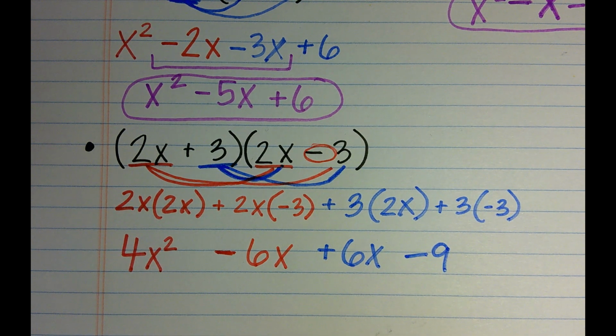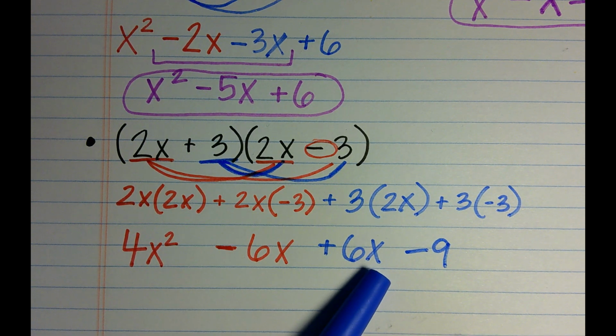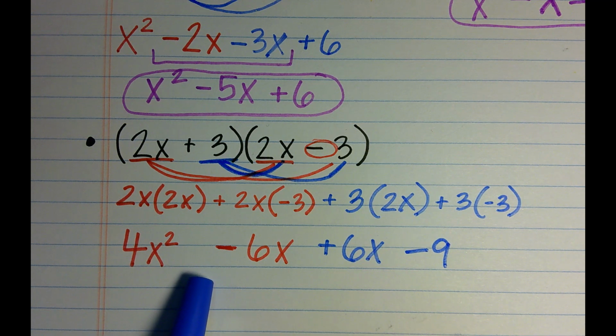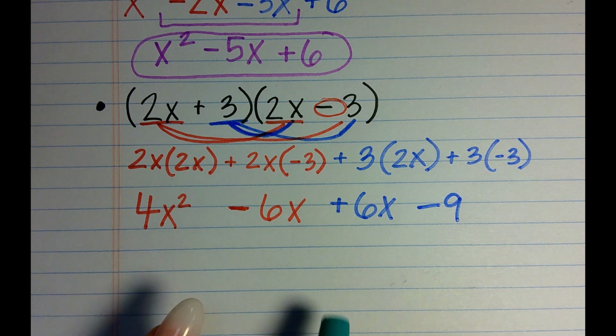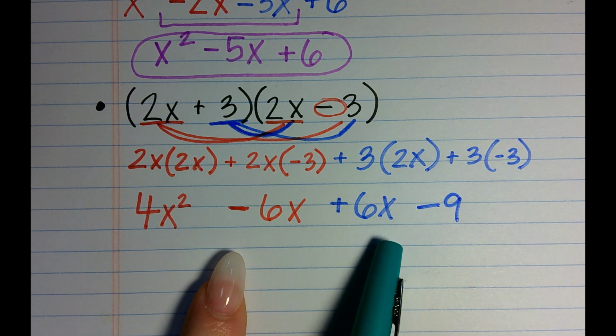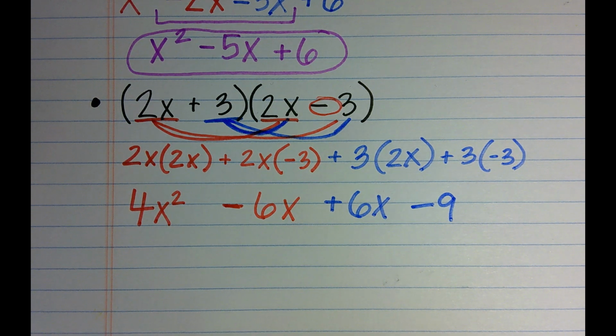Now this one's interesting because something special happens. They cancel out. We have minus 6x and plus 6x. They cancel each other out. What happens whenever a term cancels out? Do we write anything? Does it become x? No, it becomes nothing. It disappears. And here's why.